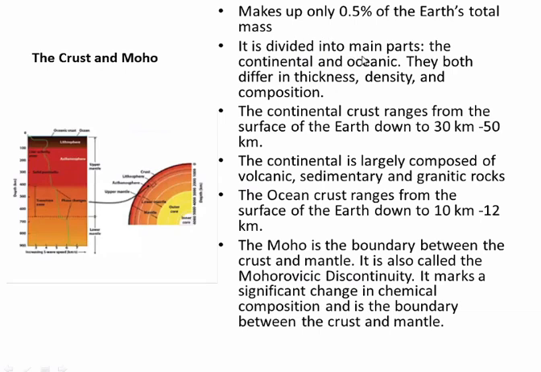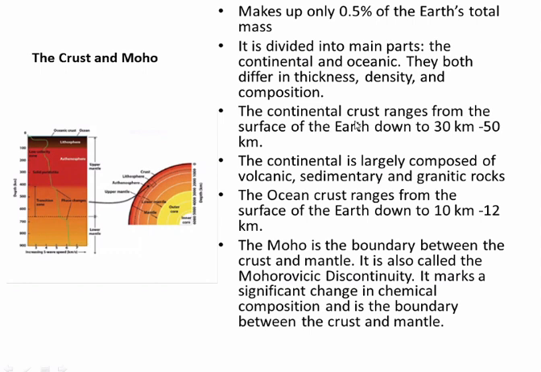It is divided into 2 main parts. What are these 2 main parts that the Earth crust is divided into? We have the continental and the oceanic. These are the 2 parts that make up the crust. They both differ in their thicknesses, their density, and their composition. So if we want to distinguish the continental and the oceanic, we make use of their thicknesses, their densities, as well as their composition.